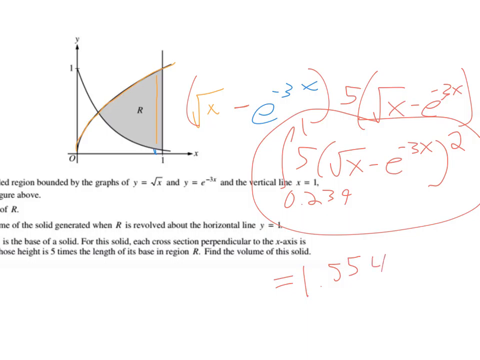If you're wondering how to do this in a calculator, put this in your y equals menu. 5 parentheses square root of x minus e to the negative 3x, parentheses, squared. Be careful, there's a lot of syntax problems you can have. Make sure you punch it in correctly and it looks just like this. Punch that in the y equals menu, and then hit second to get to your calc feature on your TI-84. There should be an integral symbol in there. I think it's option 7. If you tell it to integrate it and then tell it between 0.239 and 1, hit enter, it should give you 1.554.